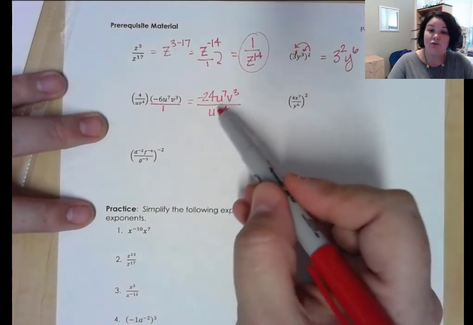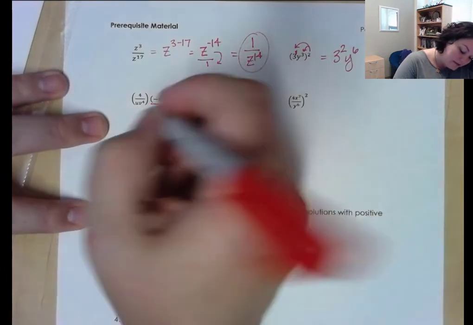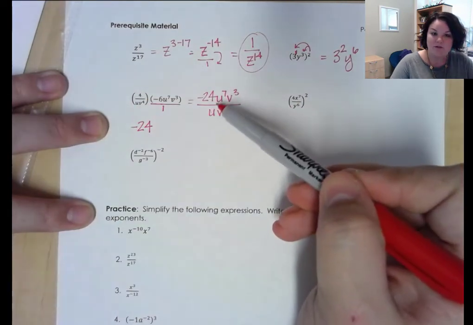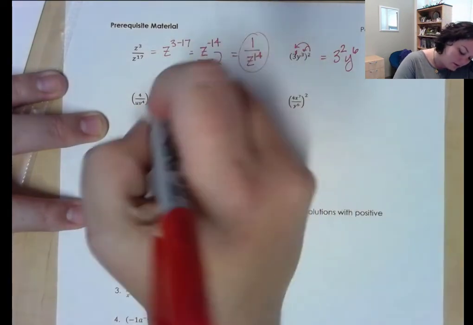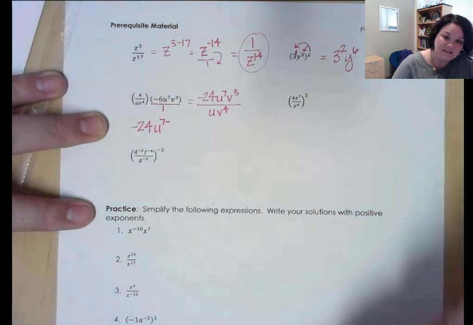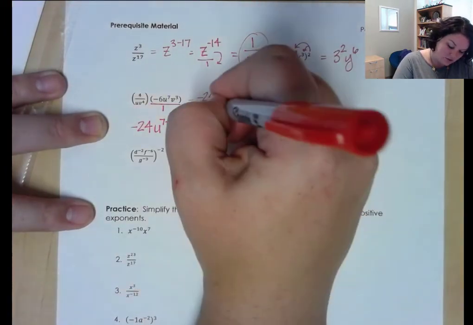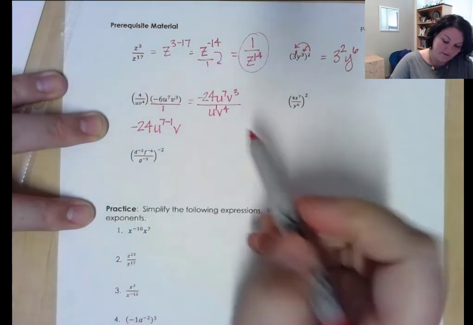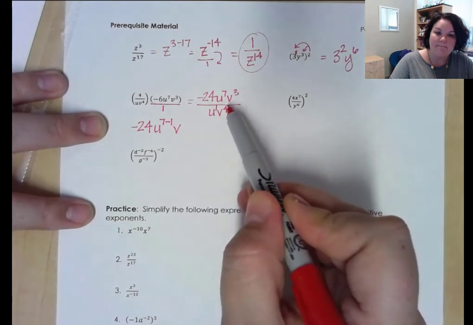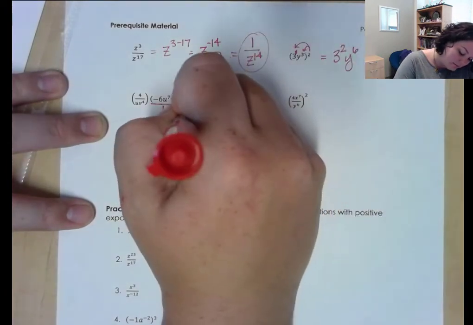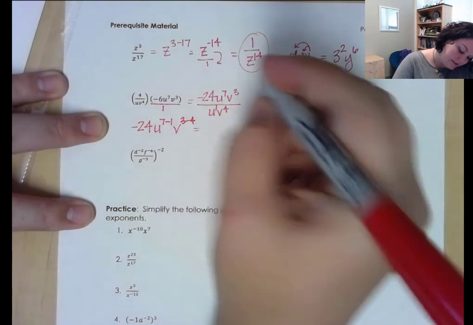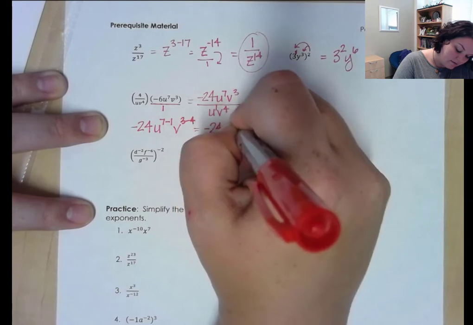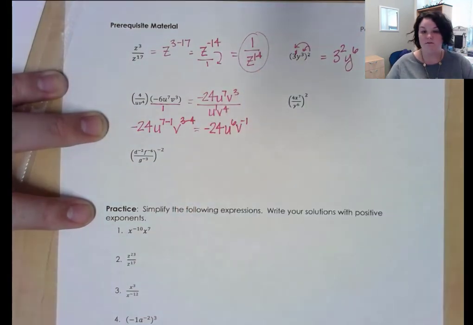So I can use that subtraction rule again, okay? So I'm going to come down here. So I have negative 24. When I subtract the powers from the u's, the top power is a 7. So I have u to the 7 minus the exponent from the denominator, which is 1, right? Because I only have one u there. And then my v's, I have the power that was on top, which is 3, minus the power from the bottom. So 3 minus 4. So this gives me negative 24 u to the 6, v to the negative 1, right?